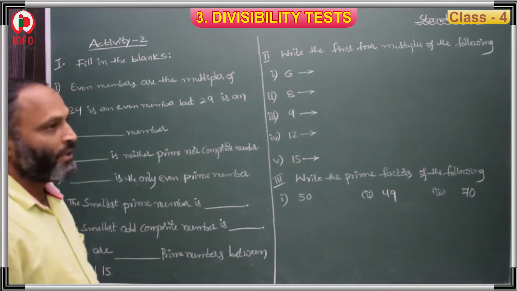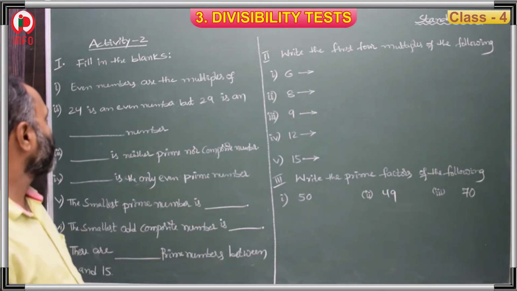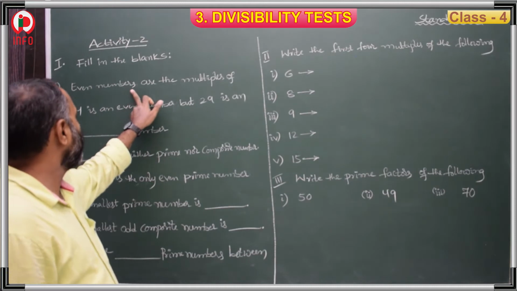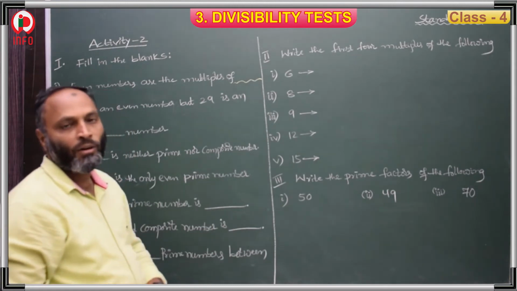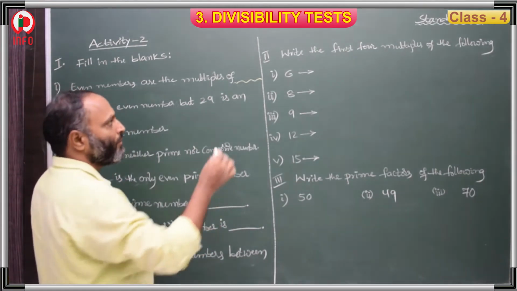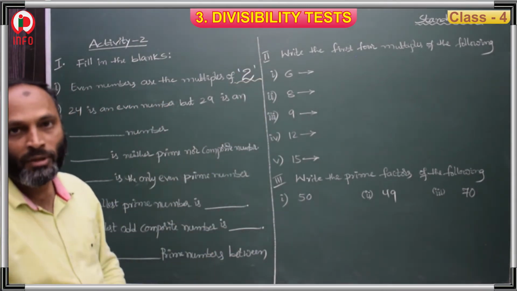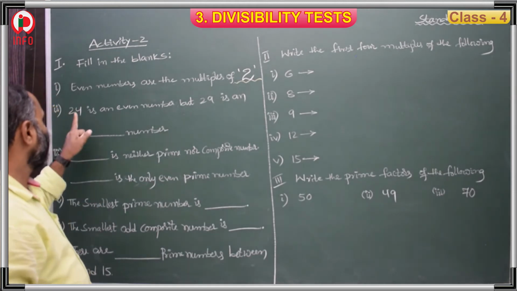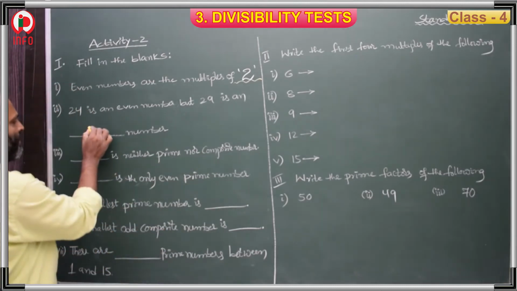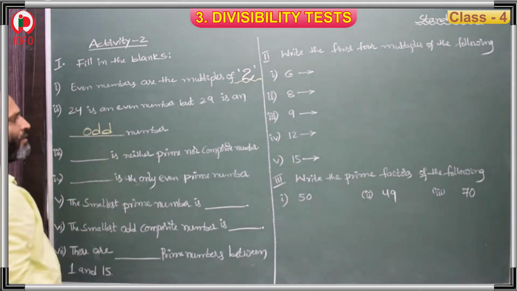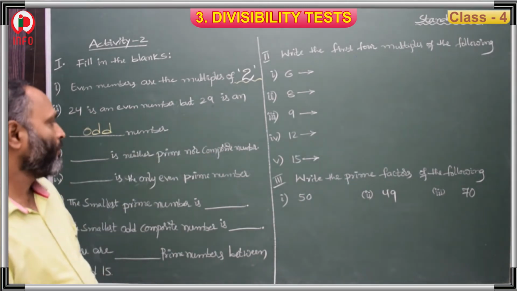Now our activity. In the second activity, some blanks are given about what we discussed previously. First, even numbers are the multiples of 2. All even numbers are multiples of 2. Then 24 is an even number, but 29 is an odd number. Why? Because in the ones place 9 is there. 9 is an odd number, so that is why 29 is an odd number.